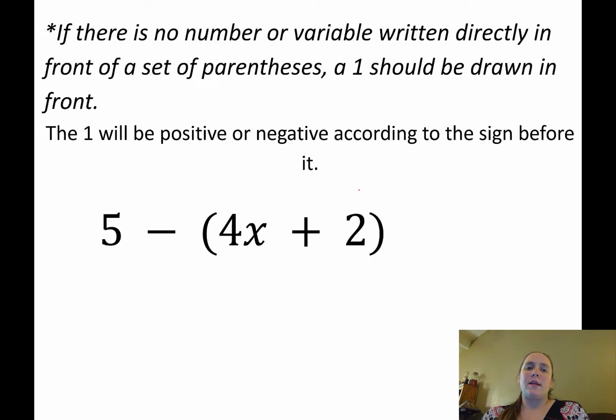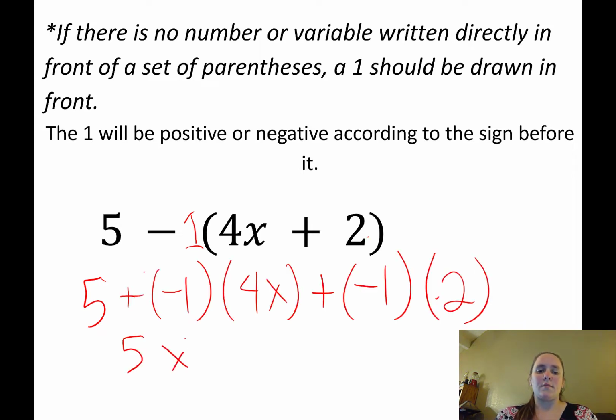So if there's no number or variable in front of the parentheses, then there should be a 1. That 1 is either going to be positive or negative based on the sign. So looking at this example here, I'm going to put a 1 there. And I'm going to multiply a negative 1 to both the 4x and the 2. But for now, that's the key thing you need there.